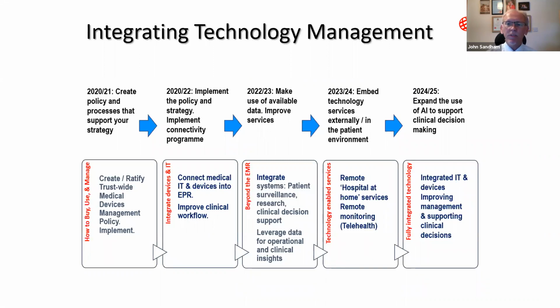A helicopter view of a plan may look something like this. A 5-year strategy linking devices into the EPR, then linking data into the AI platforms. In year 1, it is vital to create a medical devices management policy that is aligned with the aspirations of the organization. In this example, that is to have an integrated system that supports clinical decision-making.